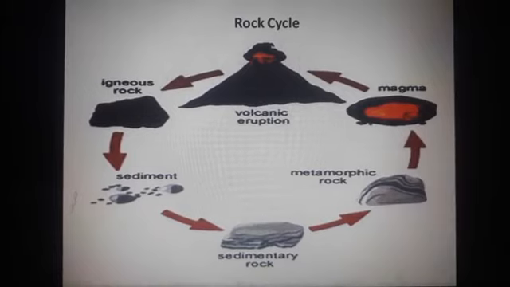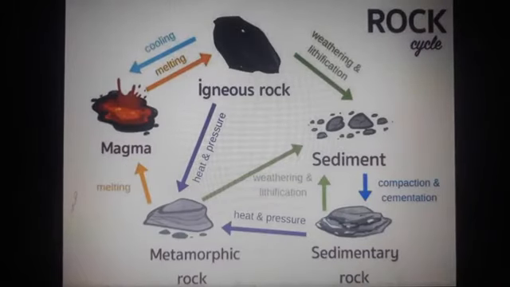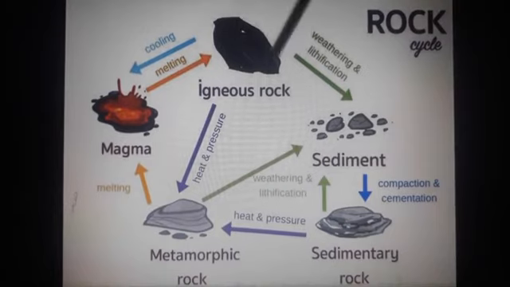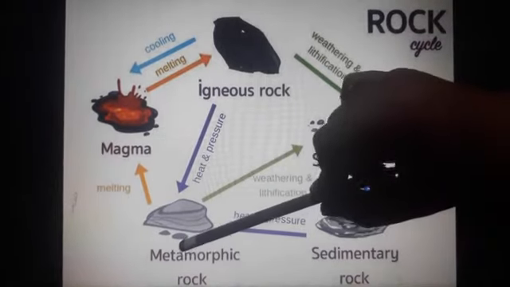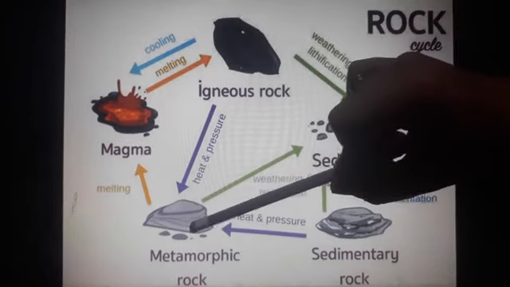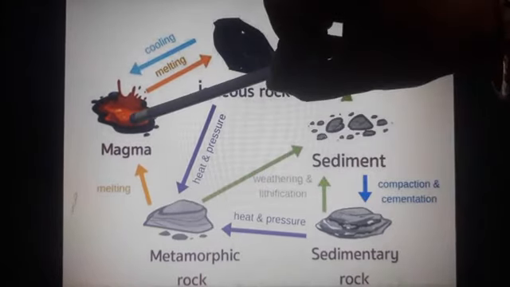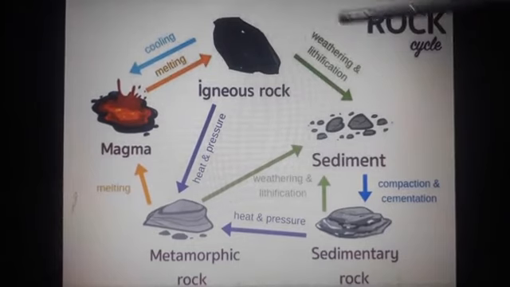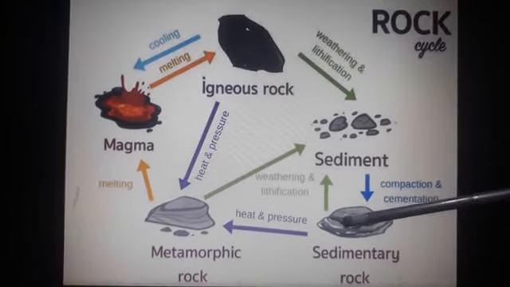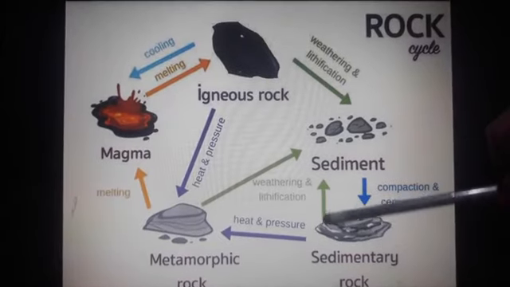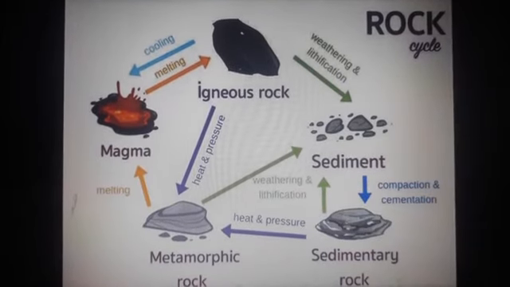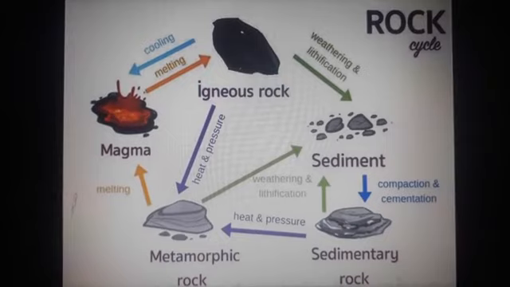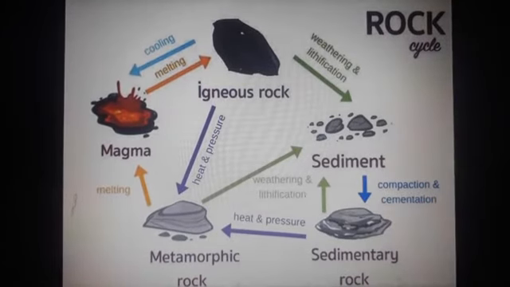Here you can see another picture. You can see the igneous rock here. With heat and pressure it can be transformed to metamorphic rock. With the heat it can become molten magma. You can see the sedimentary rock here. It can also come under pressure and heat and be changed to metamorphic rock, right? So this way this cycle is going on, and this process is known as the rock cycle.